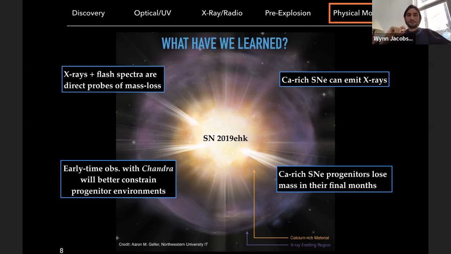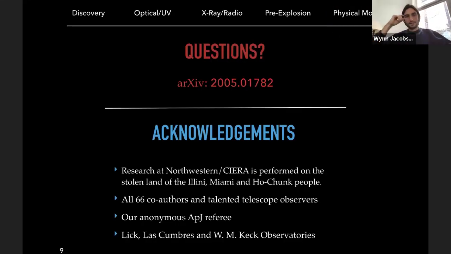And this type of mass loss can be used to constrain the progenitors of these transients in general. So more X-ray observations earlier on will be instrumental in changing our phase space understanding of what the progenitors of calcium-rich transients are, what calcium-rich transient progenitors do in the final days before explosion, and what that says about the transient class in general. So I will leave it here. Here's the arXiv link, and I'll take any questions.